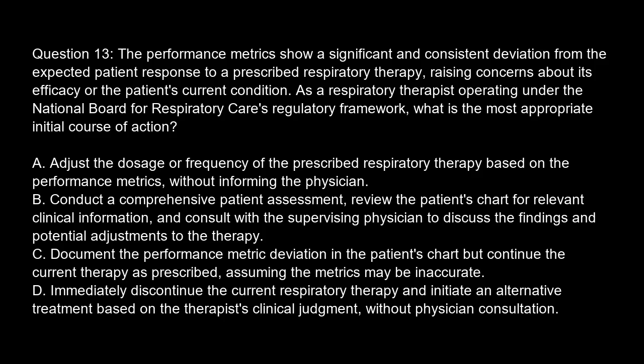Option C. Document the performance metric deviation in the patient's chart, but continue the current therapy as prescribed, assuming the metrics may be inaccurate. Option D. Immediately discontinue the current respiratory therapy and initiate an alternative treatment based on the therapist's clinical judgment, without physician consultation.